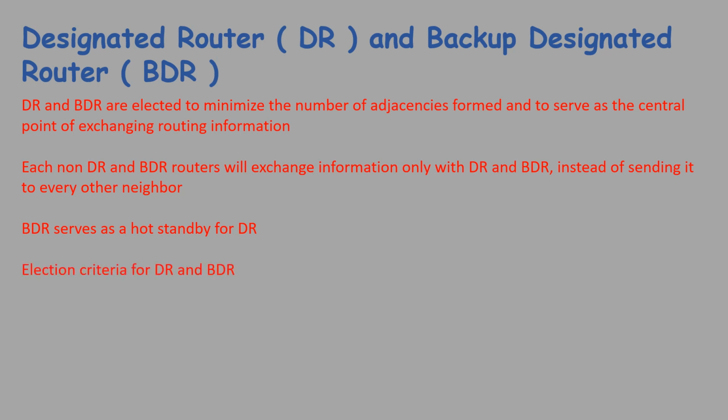On a LAN, the DR and BDR have to be elected. Two rules are used to elect a DR and BDR. The first one is that the router with the highest OSPF priority will become the DR. By default, all routers have a priority of 1. If there is a tie, the router with the highest router ID wins the election. The router with the second highest OSPF priority or router ID will become the BDR.